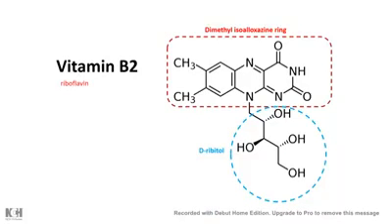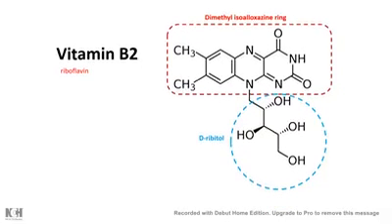In this short video, we will quickly look at vitamin B2, otherwise known as riboflavin. Vitamin B2 or riboflavin has two distinct structures. One is the dimethyl isoalloxazine ring that you can see here, and the other is D-ribitol, which is a sugar moiety.